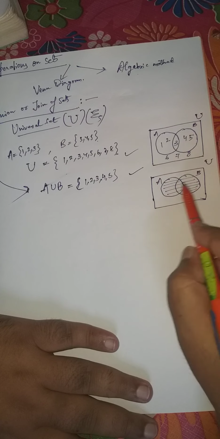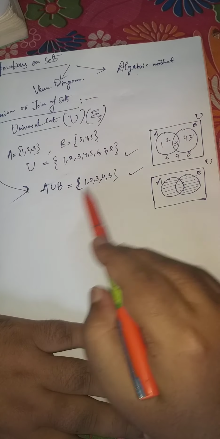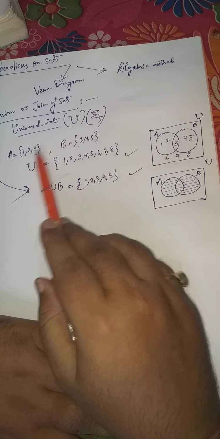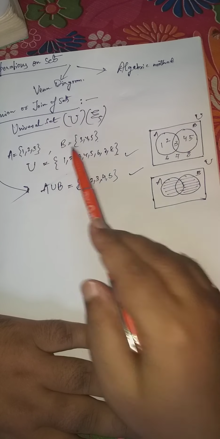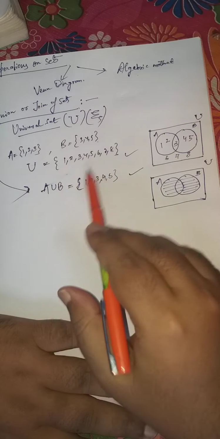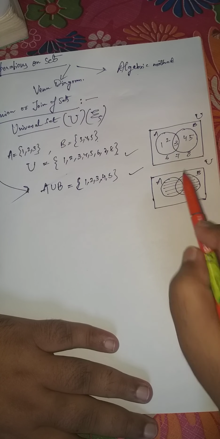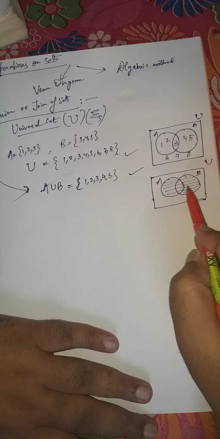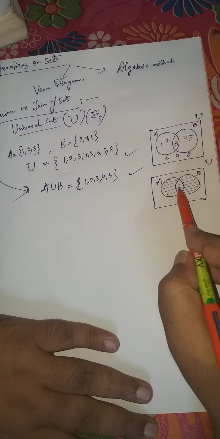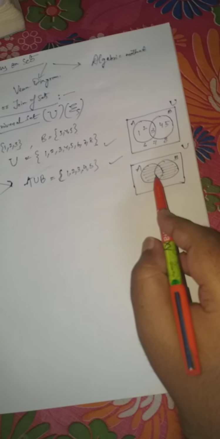This area represents the union of two sets, because as per the definition, what is union? Union means you have to consider all the elements which are there in A or in B. So if you want to represent the same thing in this diagram, you have to shade all the regions, because this region represents all the elements which are either in A or in B. So this is the way to represent the union of two sets.